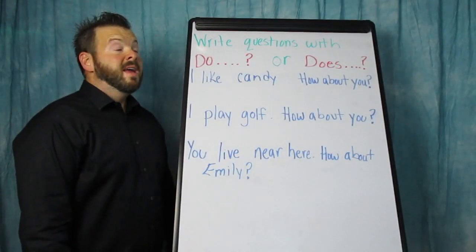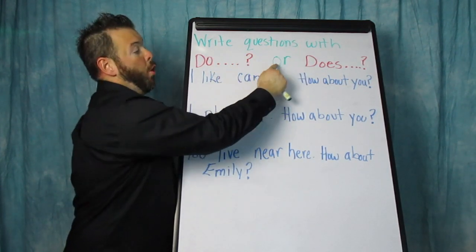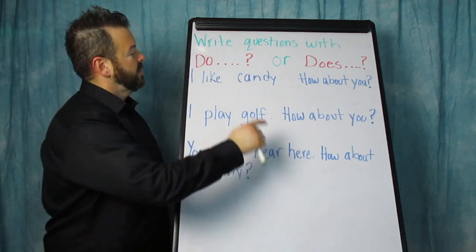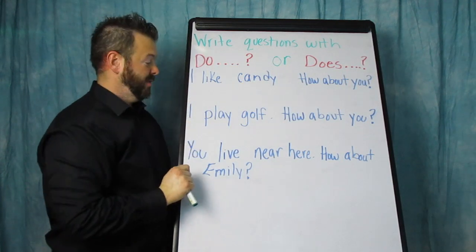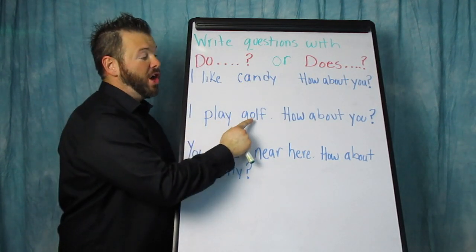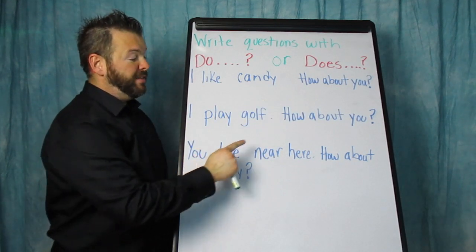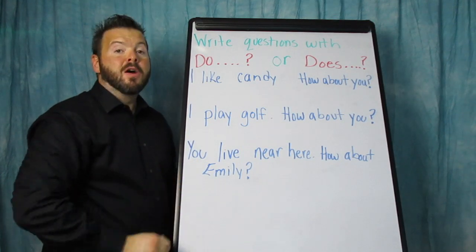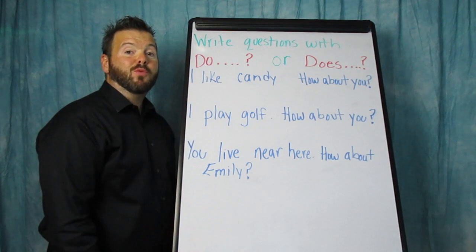Okay, here, write questions with do or does. I will read the following for you. I like candy. How about you? I play golf. How about you? You live near here. How about Emily? Pause it for a moment and write everything down, and when you get back, we'll do it together.